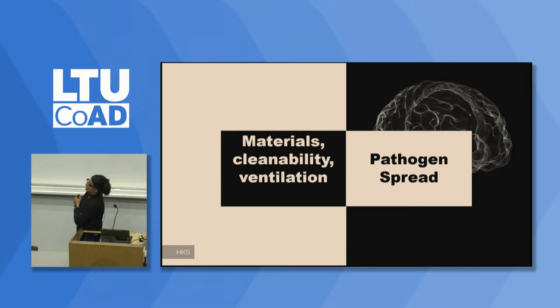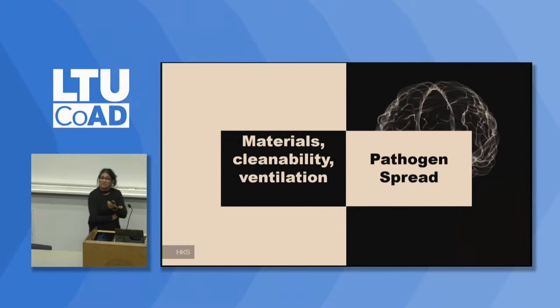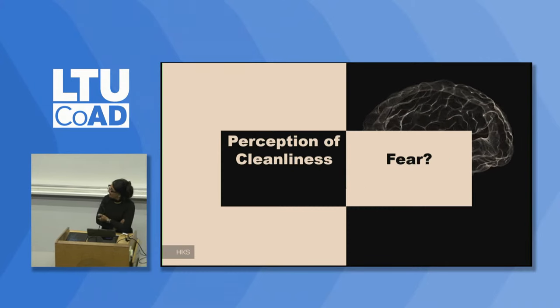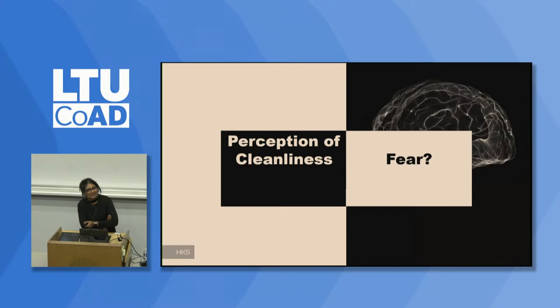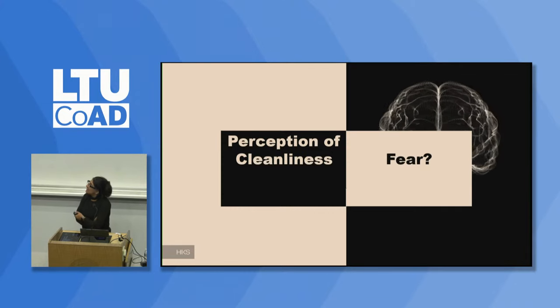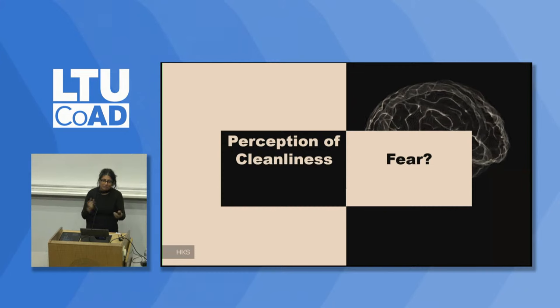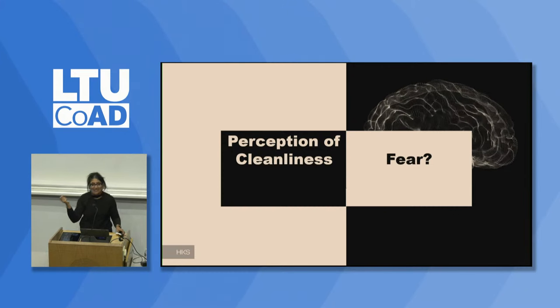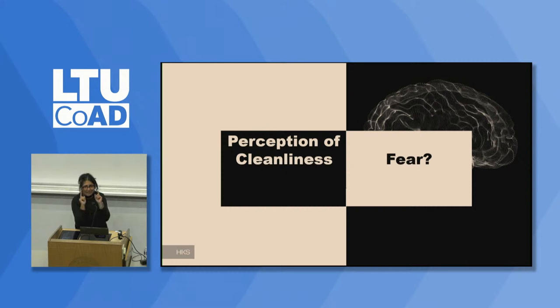Lots on materials, cleanability, ventilation, and pathogen spread, especially post-COVID. A little less on perception of cleanliness and fear. And I raise this because I remember thinking how many people would use hand sanitizer, even as we kept saying this is airborne, and it's really about ventilation, and it's really about air quality. But the perception of cleanliness came from tangible things, and people kept going towards the things that they could see and touch and feel. You won't find a single field that is not touched by human perception, because how else do we engage with the world?